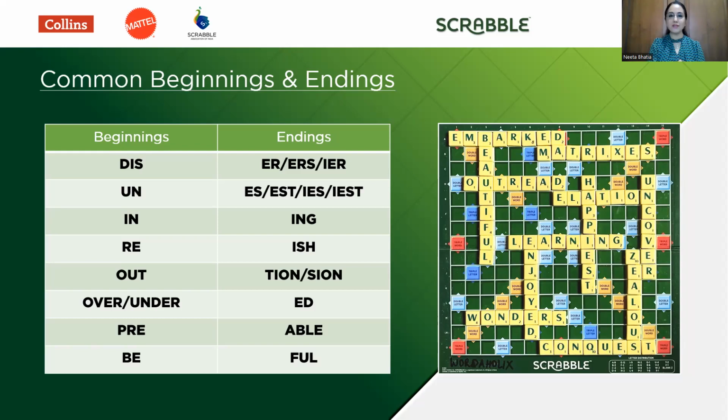Comparative and superlative degrees of adjectives are another simple way of spotting words. Say, for example, happy, happier, and happiest.